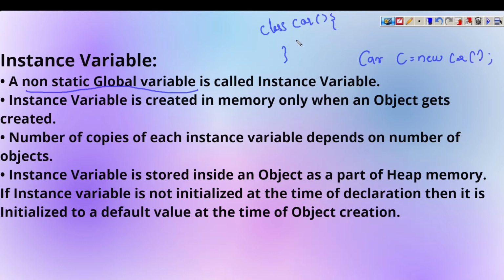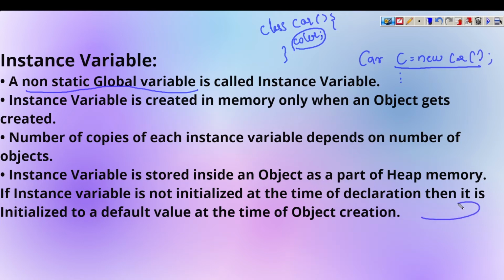If this class has any variable, say for example color, and this is an instance variable, then when this object is created, this instance variable gets created. The number of copies of each instance variable depends on the number of objects. So if you create n number of objects, you're going to get n number of instance variables, one in each particular object.